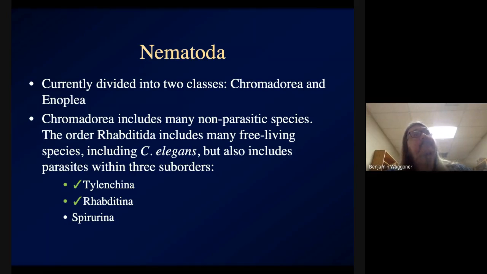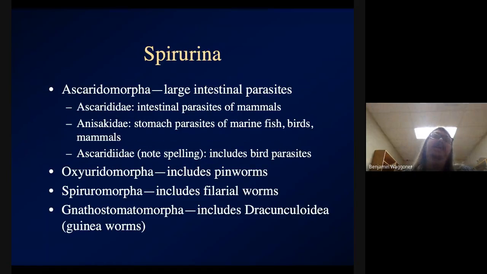Rhabditina include hookworm and includes a lot of parasites of veterinary importance. And then the last major group is the Spirurina. Who's in the Spirurina? Well, Ascaridomorpha is, I guess, a suborder, I think, of nematodes that tend to be the large intestinal parasites.